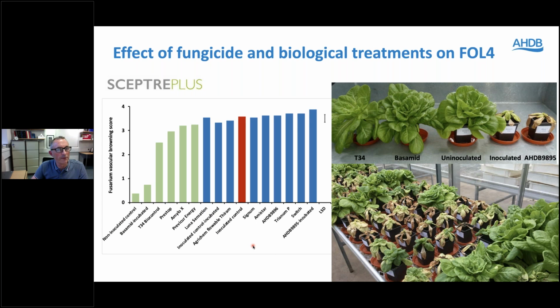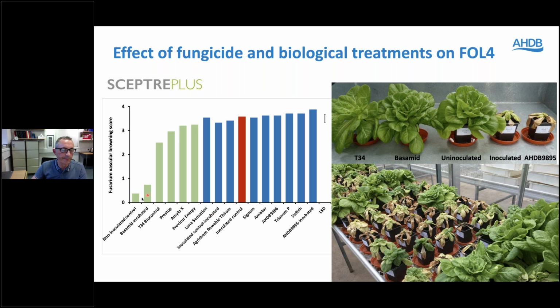So finally, on the control front, just to outline some of the work we did in Scepter Plus. This was a couple of years ago now, and we tested a number of different biological and conventional fungicide products for control of Fusarium, and this is what this graph shows. So again, what we're seeing here is the amount of disease measured as vascular browning score at the end of the experiment. And unfortunately, there's only a few treatments which we found to be reasonably effective.